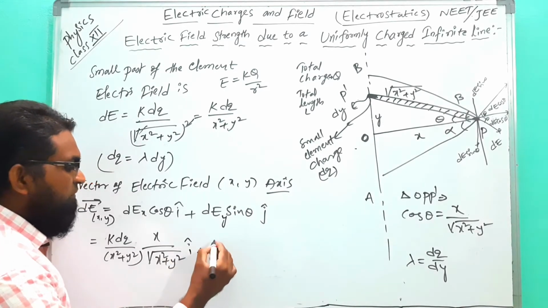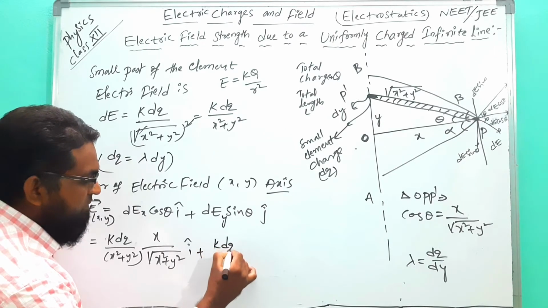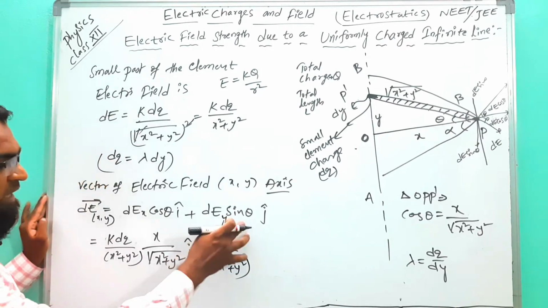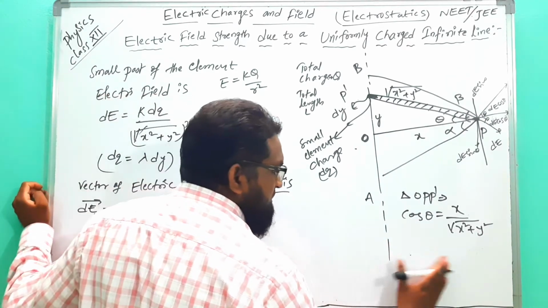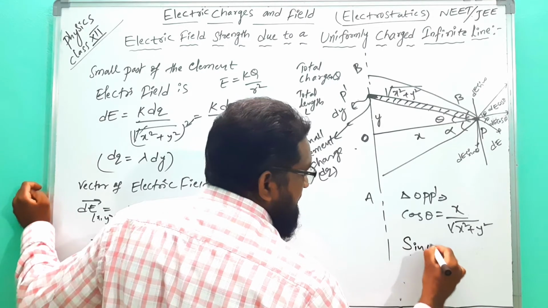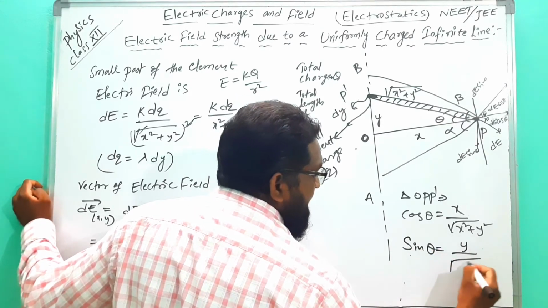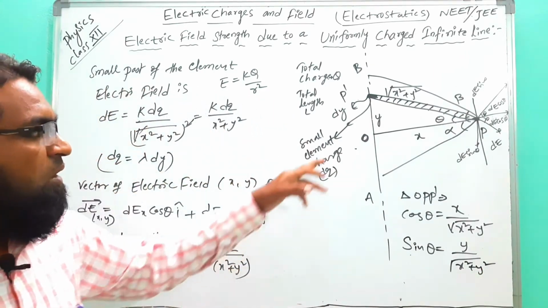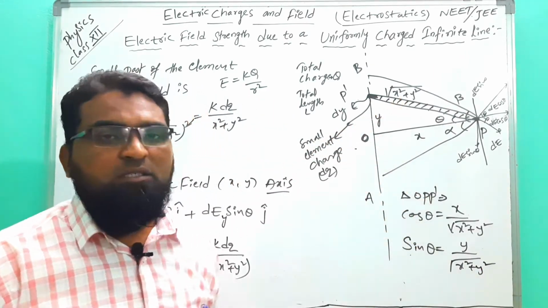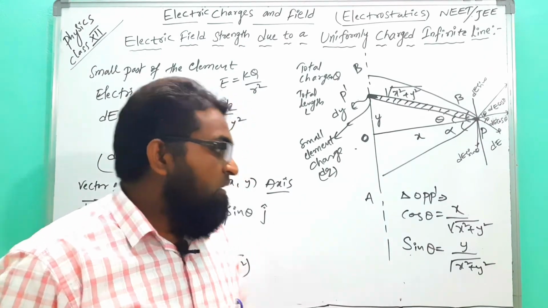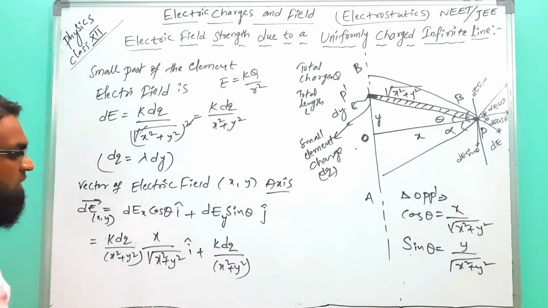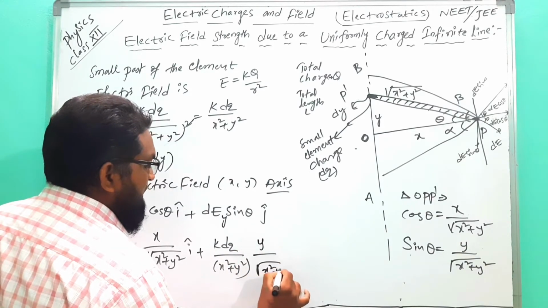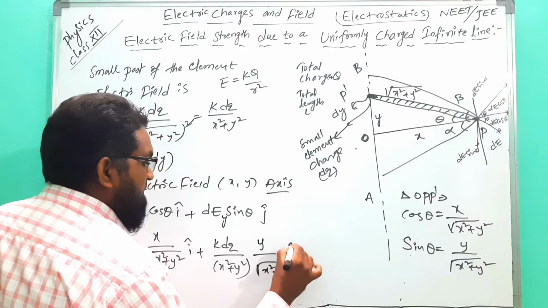So next dE_y = k dq / (x² + y²) times sin θ. Here sin θ = y / √(x² + y²), opposite side by hypotenuse, which is why I am writing the sin θ value. So dE_y = k dq · y / √(x² + y²) into y by √(x² + y²) into j cap.